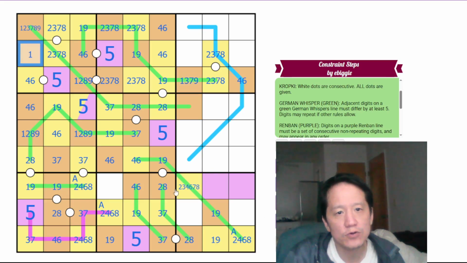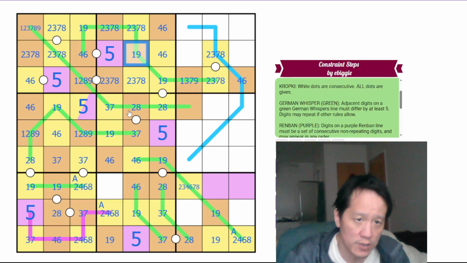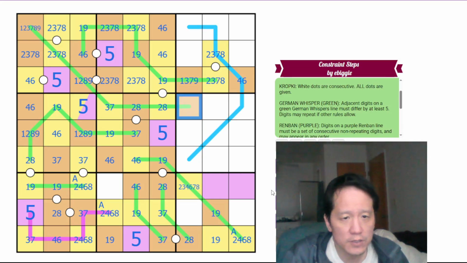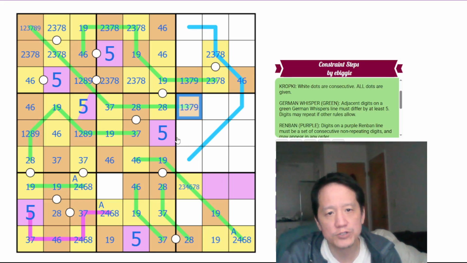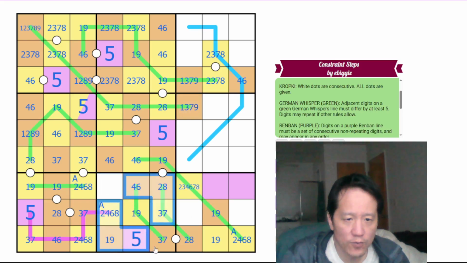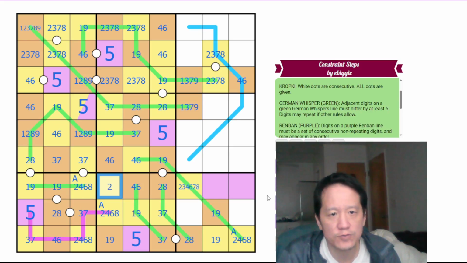We have the orange 1, 2, 3, 7, 8, 9, but it cannot be 1, 9 because of that 1, 9. This is either orange 1, 9 or orange 3, 7. We already have 4 oranges here, so this is yellow, and it has to be 2, 4, 6, or 8.